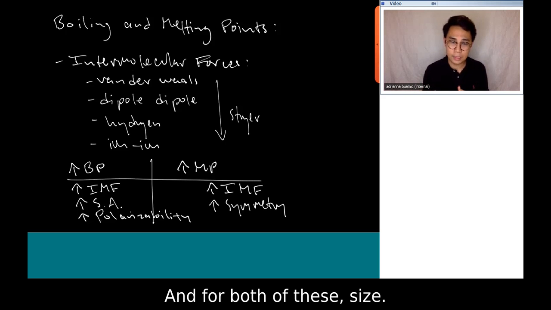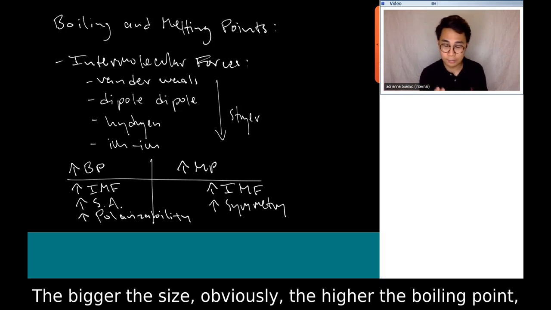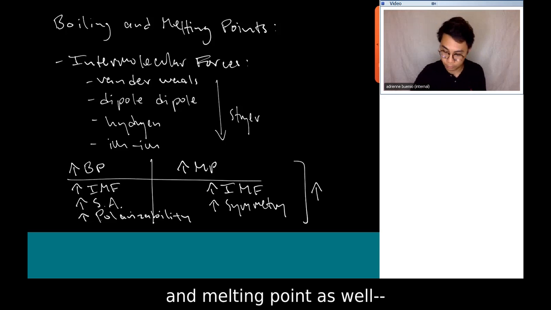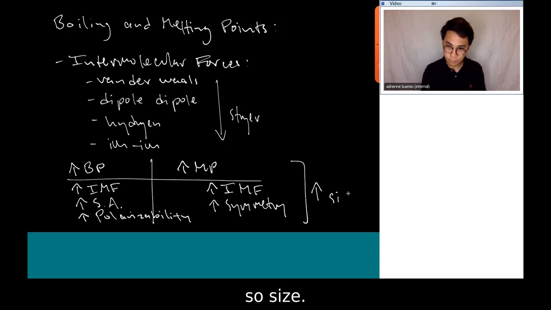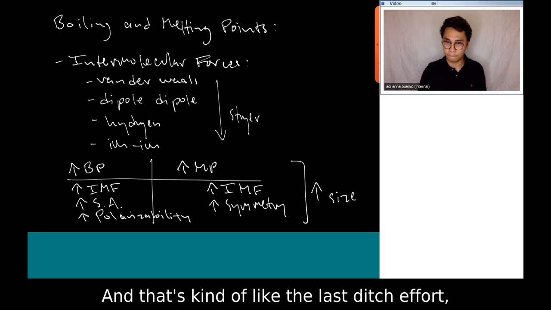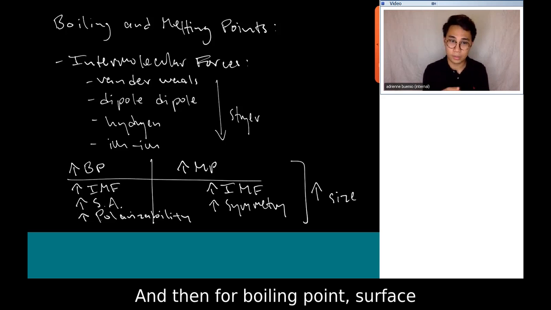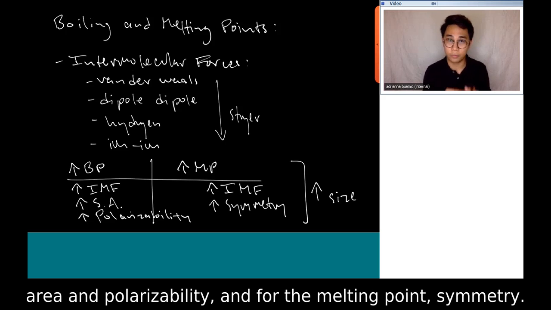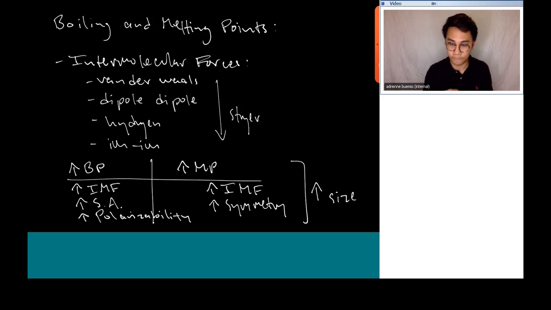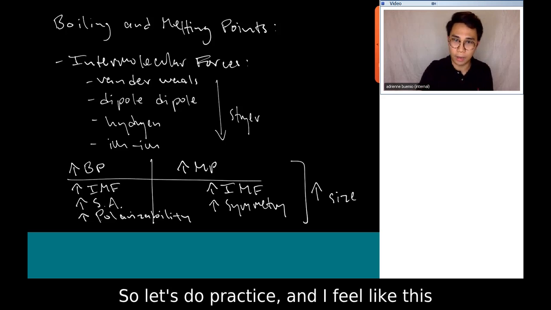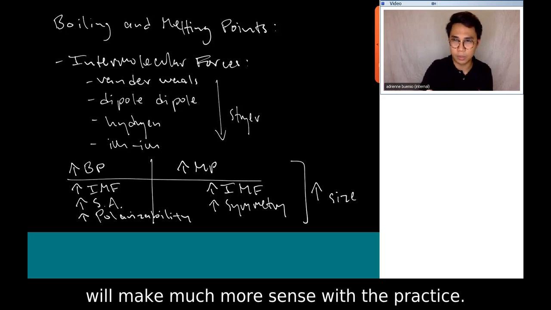And for both of these, size. The bigger the size, obviously, the higher the boiling point and melting point as well, right? So size is kind of the last ditch effort. But you want to pay attention to the bonding, and then for boiling point, surface area and polarizability, and for the melting point, symmetry, right? Okay, so let's do practice, and I feel like this will make much more sense with the practice.